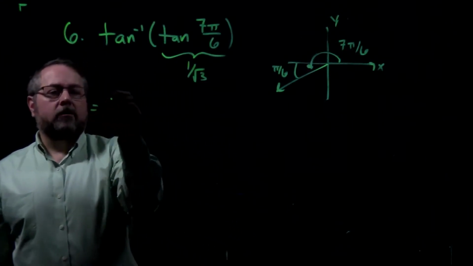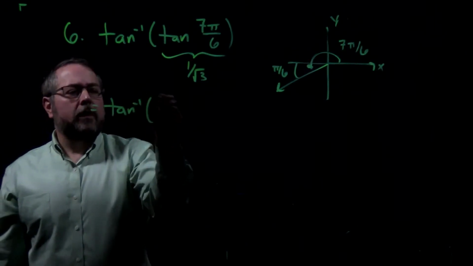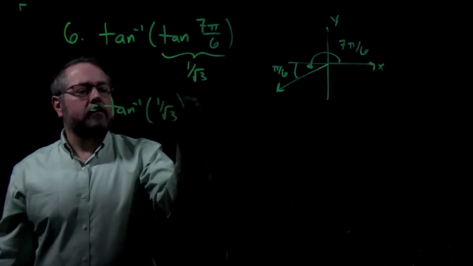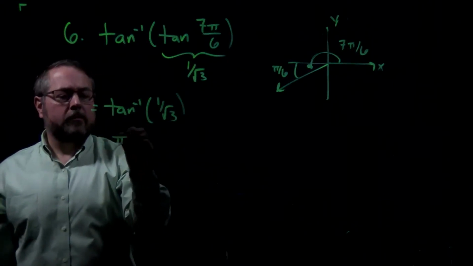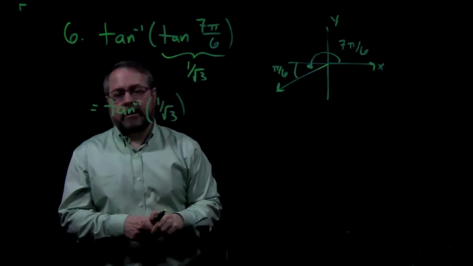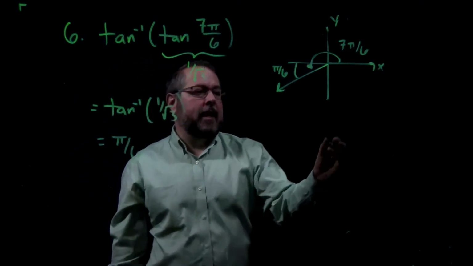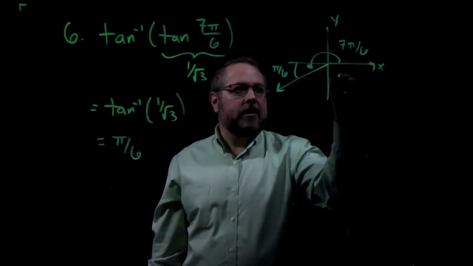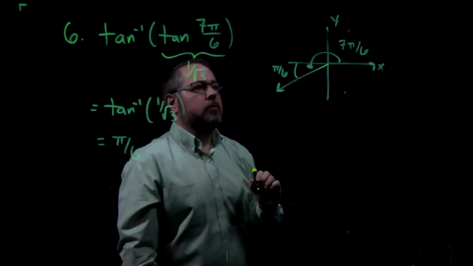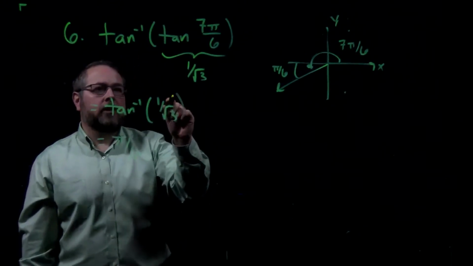So this is going to be equal to the inverse tangent of 1 over square root of 3, which is not 7 pi over 6, but pi over 6, because the inverse tangent is going to be an angle between negative pi over 2 and positive pi over 2. So the inverse tangent has to spit out a first or second quadrant angle.